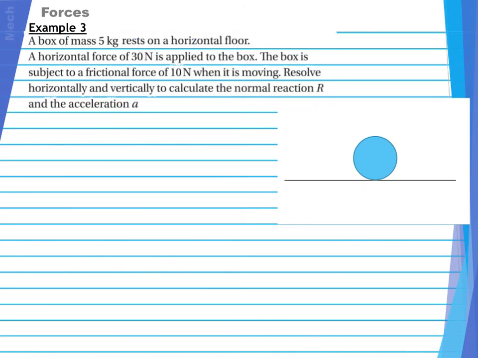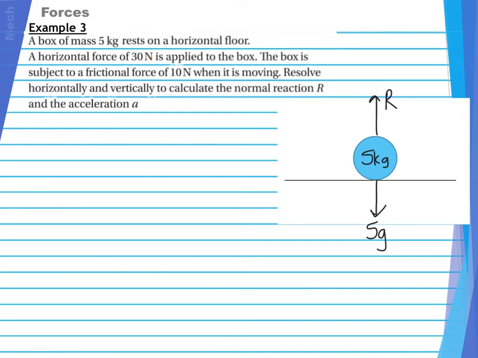Okay, example 3. So we've got a box of mass 5 kilograms resting on a horizontal floor, and like always we're modelling that box, that object, as a particle. So I've shown it as a spherical particle. I'm going to label the mass as 5 kilograms, and immediately I'm thinking, right, okay, if it's on a surface, I've got a reaction force acting upwards, and I've also got a weight of 5g because it's mass times gravity, acting downwards.